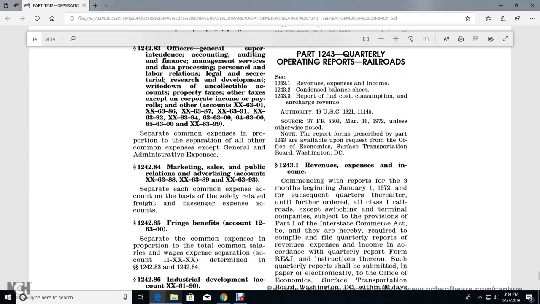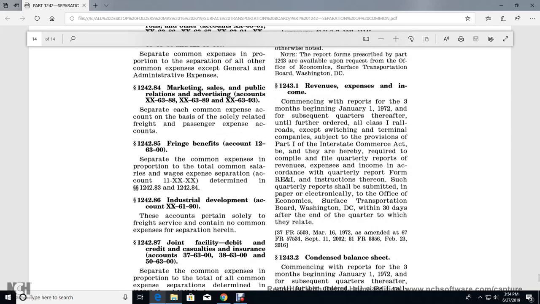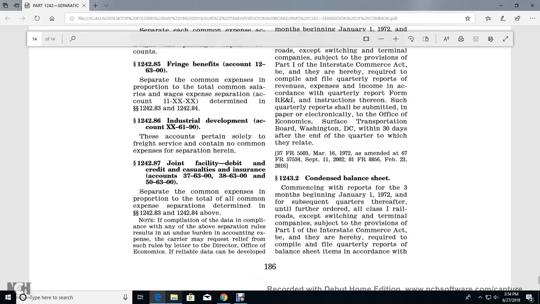1242.84 for the marketing, several of the public relations, the advertising, the accounts of the X 63.88, 63.89, 63.99, separate each for the common expense of the common accounts on the basis of the solely related freight and passenger expense of the accounts. 1242.85 fringe benefits accounts 20.63.00, separate the common in proportion to the total common salaries and wage expense separation of the accounts determined in 1242.83 and 1242.84.